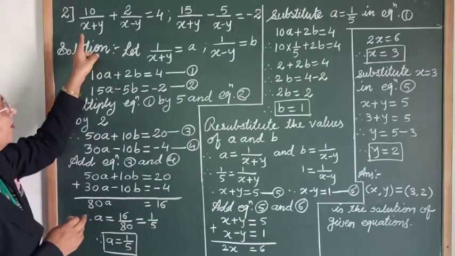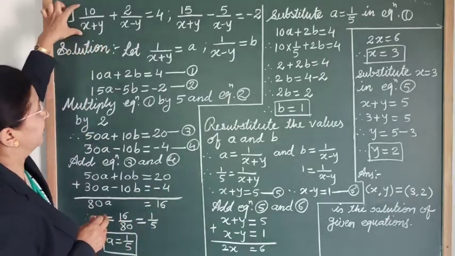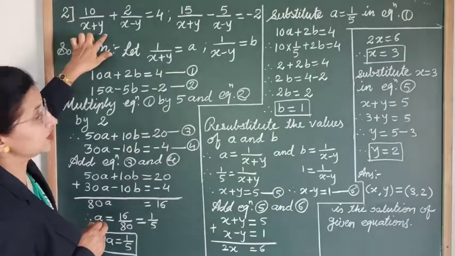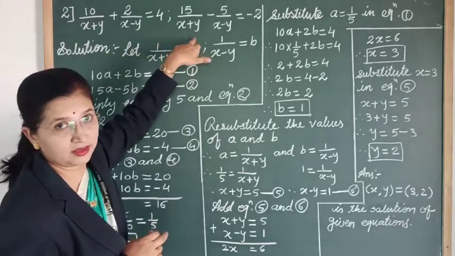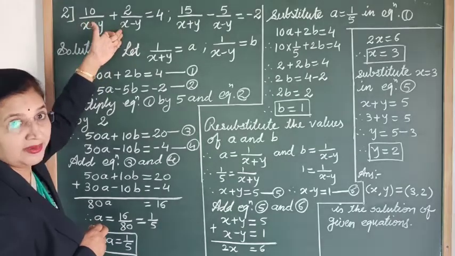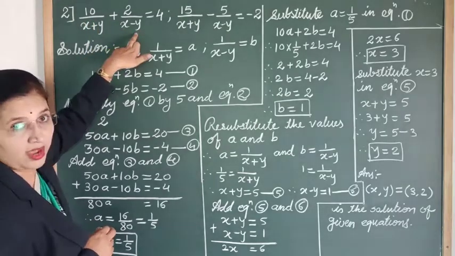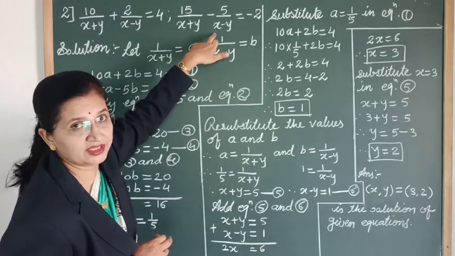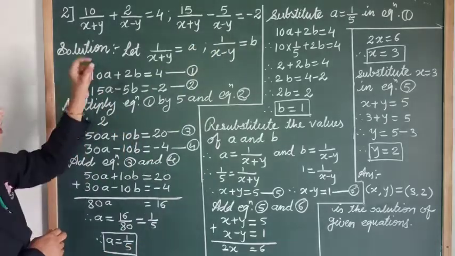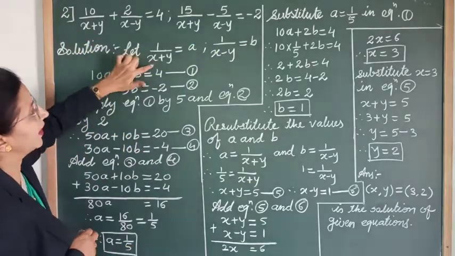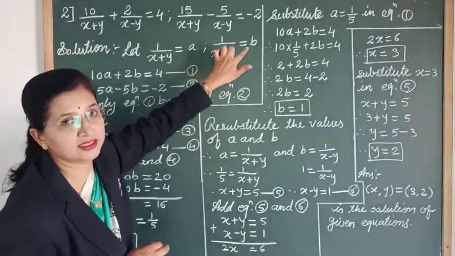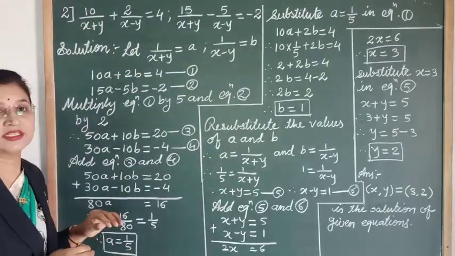So here the denominator of the first term in this equation is x plus y, and here also x plus y is there. The denominator of the second term is x minus y. Same thing here in the second equation, the second term has the denominator x minus y. Now if we consider 1 upon x plus y as a and 1 upon x minus y as b, we will get linear equations in two variables.